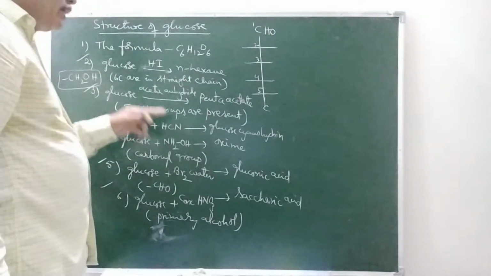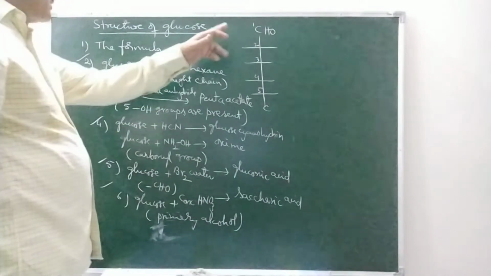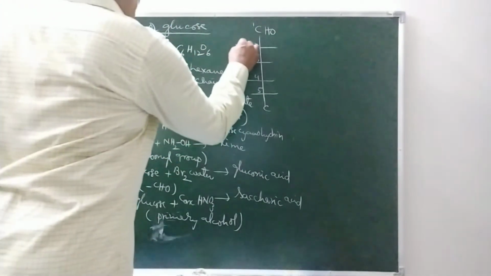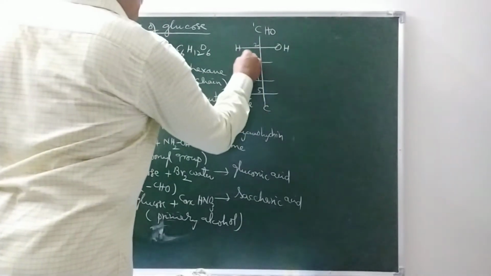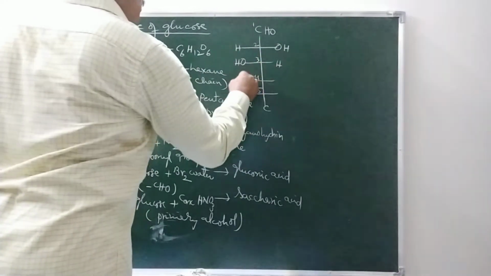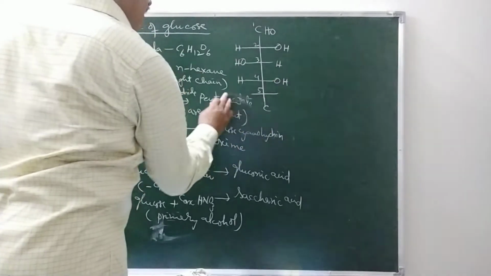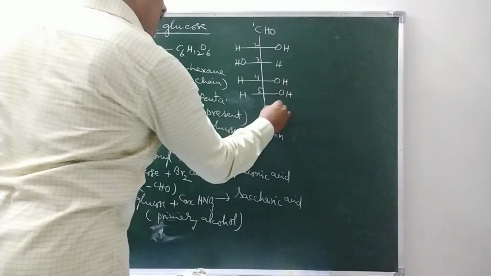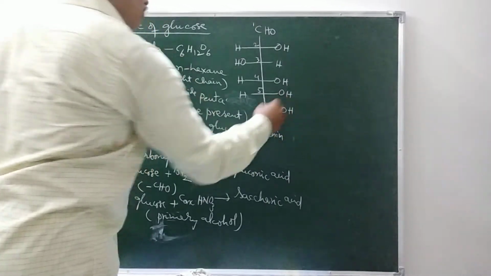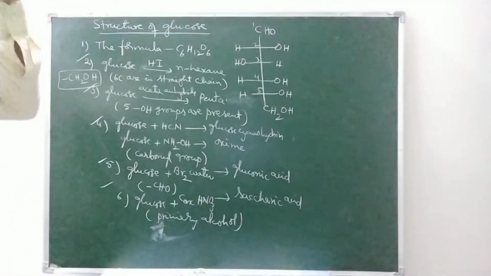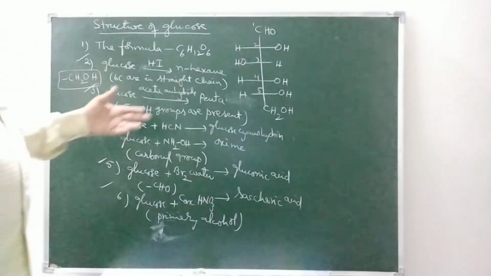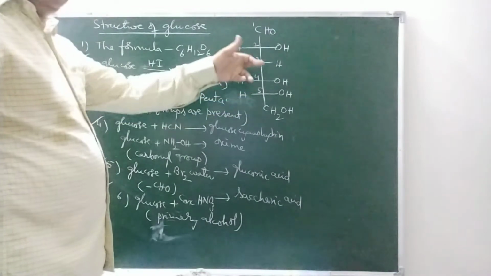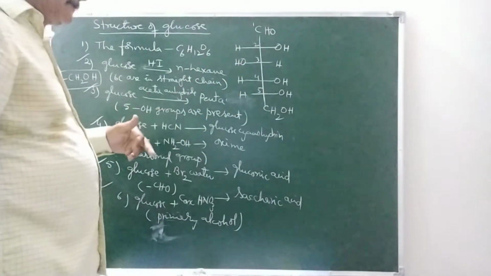Next, 5 OH groups are present. The aldehyde group is already mentioned. So 5 OH groups are present: 1, 2, 3, 4 and 5, and CH2OH. This is called the Fischer projection formula. Writing the formula like this is called the Fischer projection formula.